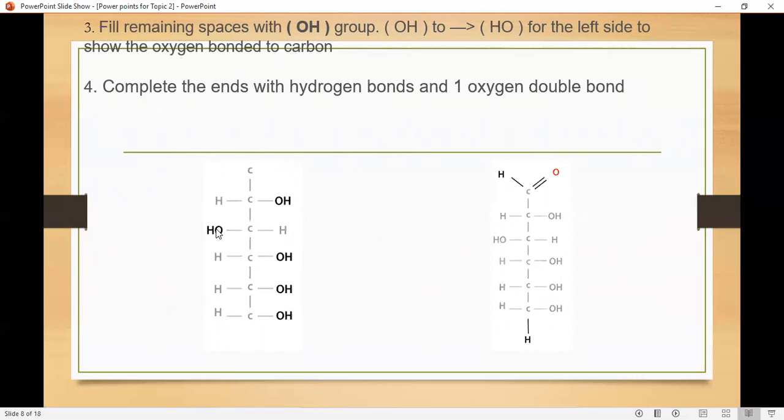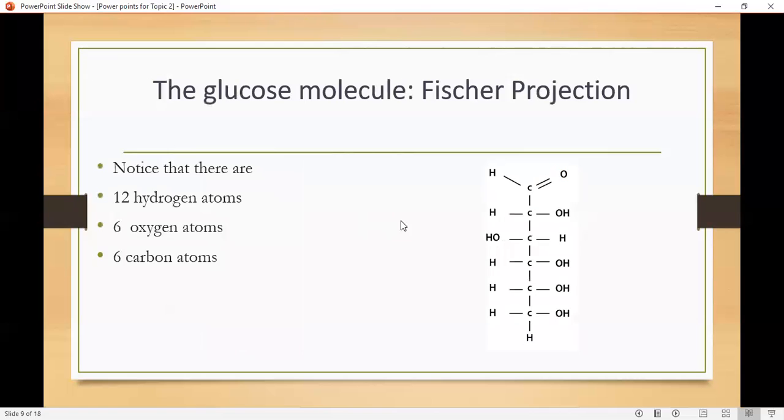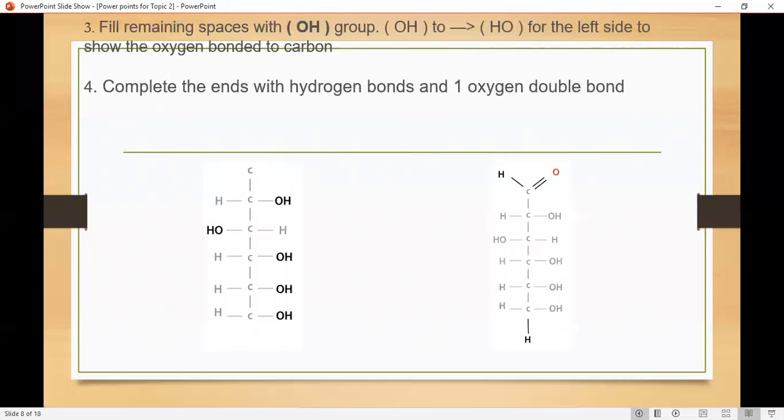When you do that, you notice that on the left side, we must make it HO so that it is the oxygen that is attached to the carbon. Then the final step is to give the glucose its functional group, the aldehyde group at the top. And that's it. Your glucose is ready.